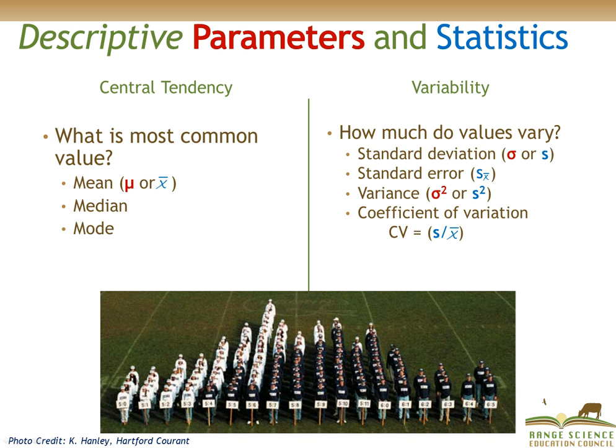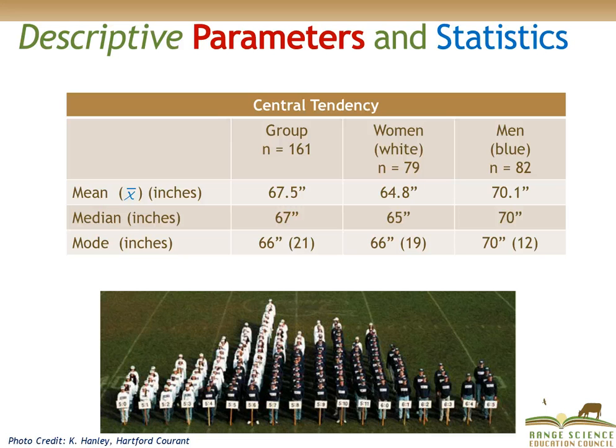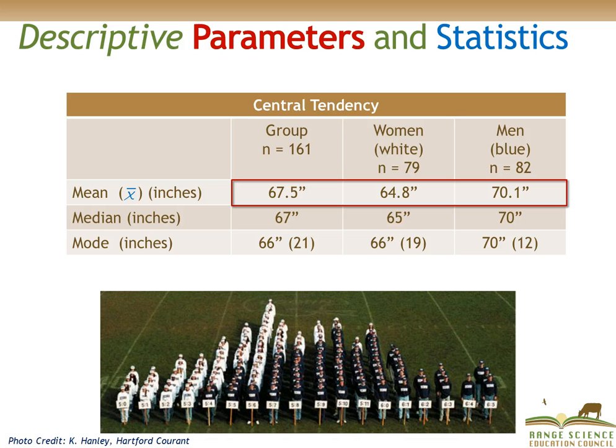So let's take a look at central tendency first. We see that, first of all, they have different sample sizes, obviously. There's N equals 79, so there's 79 women, there's 82 men, and a total of 161 in the group. If we look at the mean value, which is simply the average value of all of the observations, we can see that the different groups have different means. The women have a shorter average value, 64.8 inches. The men are taller on average, 70.1. And the group mean is intermediate between the two.